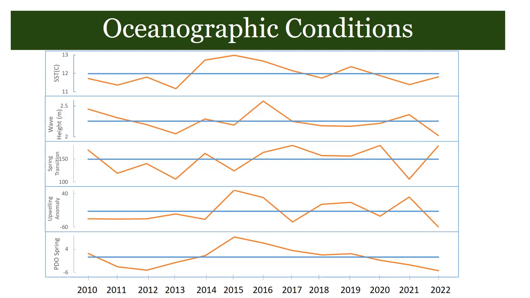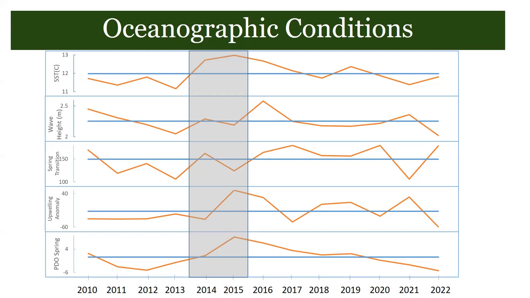And then the PDO, which is an index that includes things like sea surface temperature, sea height, and many other variables to encompass or to understand better the oceanographic conditions off of our coast. Again, the way to think about it is that better ocean conditions for our neck of the woods are negative, and poorer ocean conditions for our neck of the woods are more positive. So again, you can see that it fluctuated between minus 6 and around 5 during this time period.